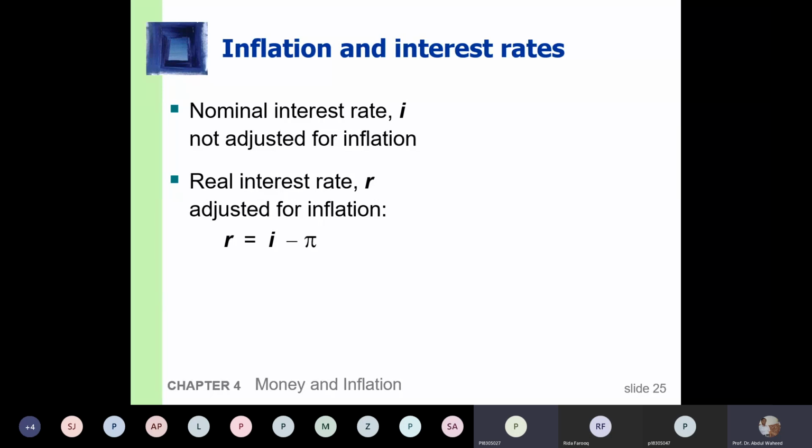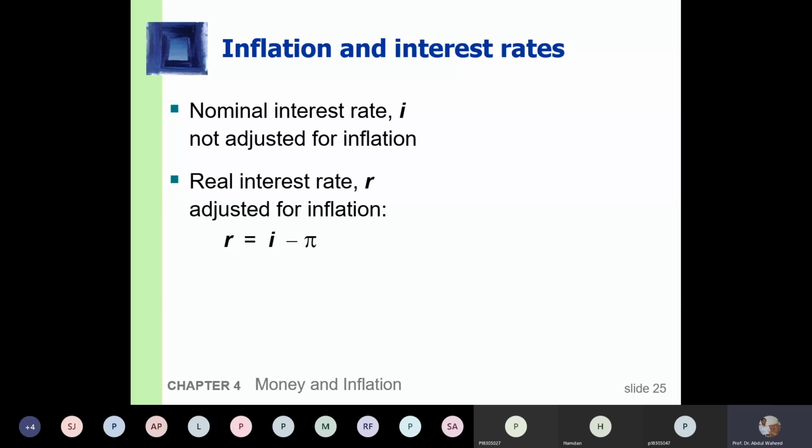When would the real interest rate be negative? When the inflation rate exceeds the nominal interest rate. Yes, when the inflation rate is higher than the nominal interest rate. So what about in our country? Suppose the interest rate is 7% and the inflation rate is 10%. So the real interest rate is what? Negative 3. Yes, minus 3%.